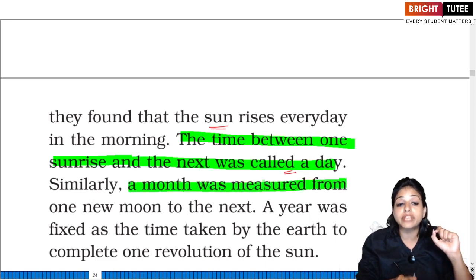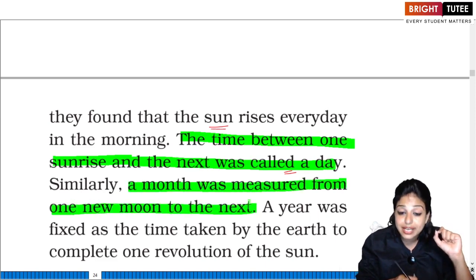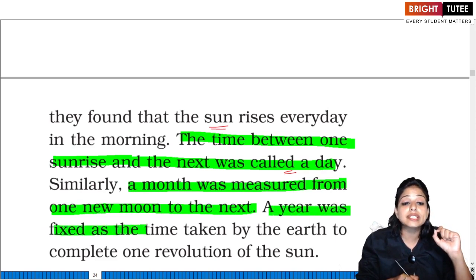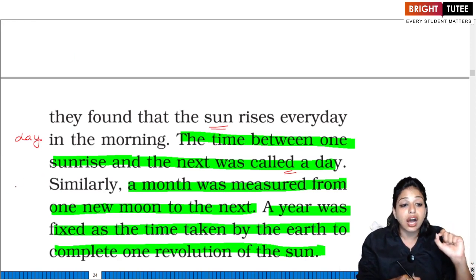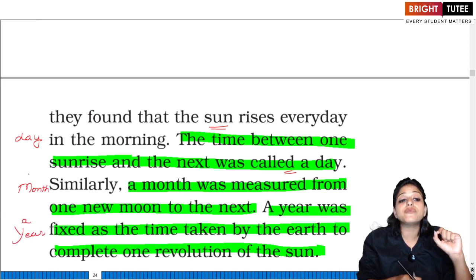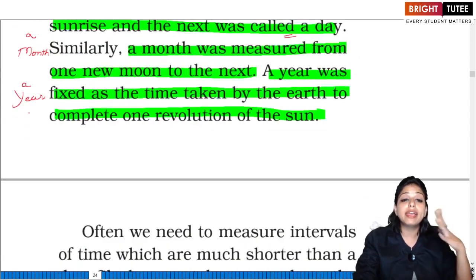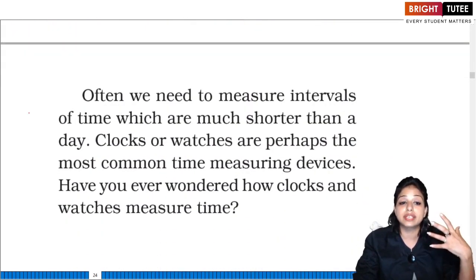The time between one sunrise and the next was called a day. Similarly, a month was measured from one new moon to the next, and a year was fixed as the time taken by the earth to complete one revolution. So we here got all the definitions which our ancestors defined for us: a day, a month, and a year. So we have used nature over a very long time as our ancestors used to tell us.